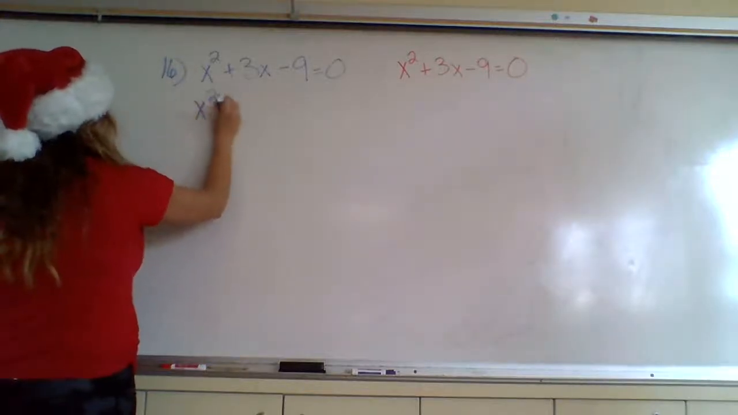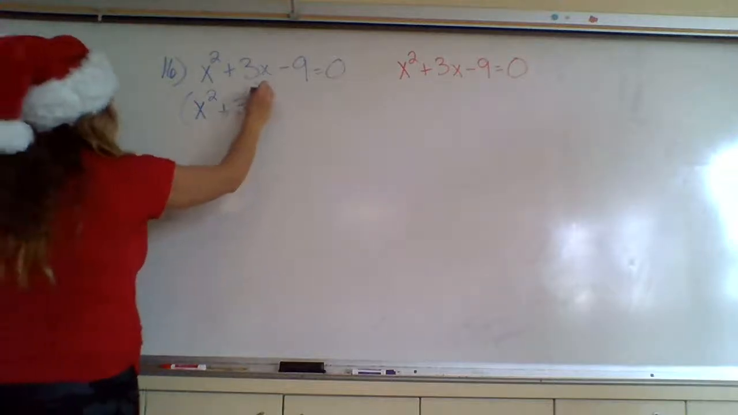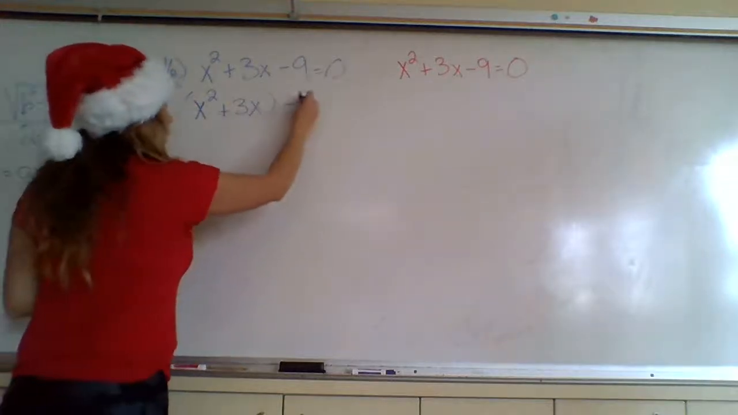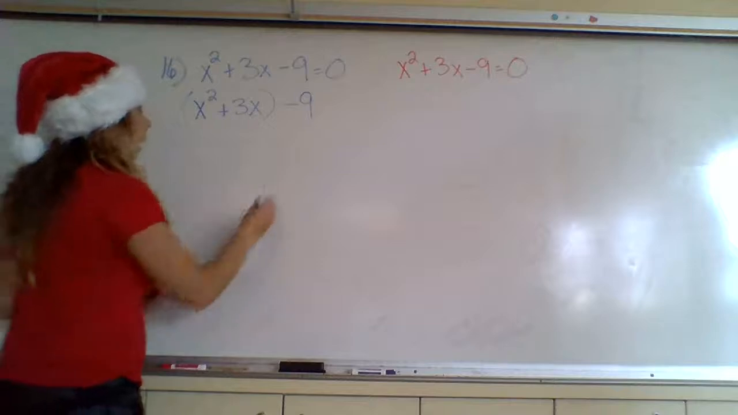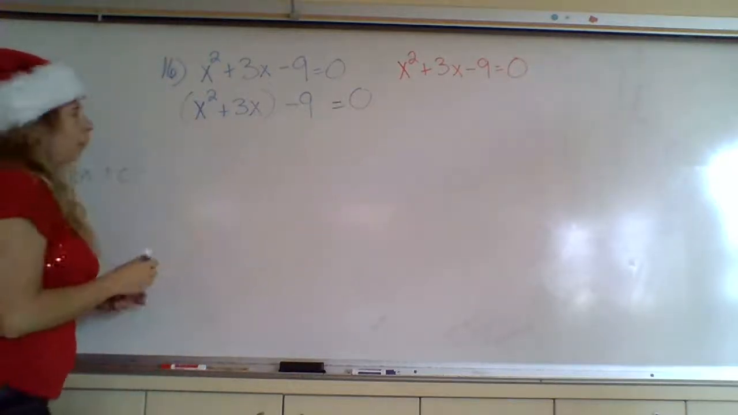This would be x squared plus 3x. So this is the way where you put your first two terms in parentheses and leave your third term on the outside. Don't forget to rewrite the equals 0. Okay, it'll be important later.